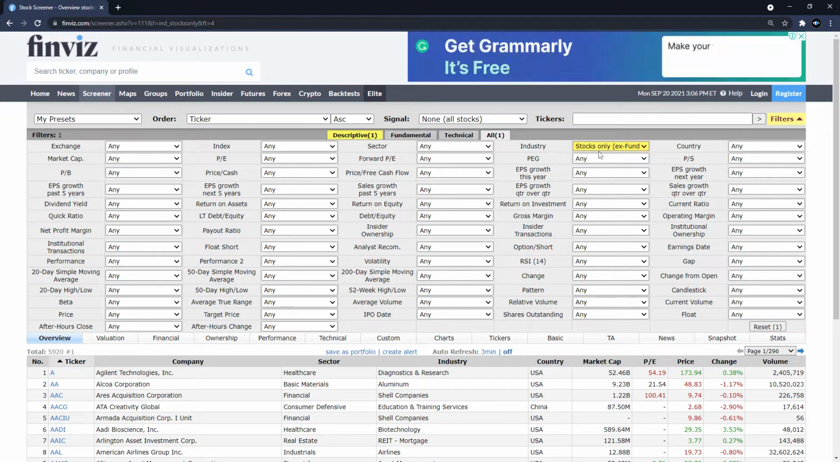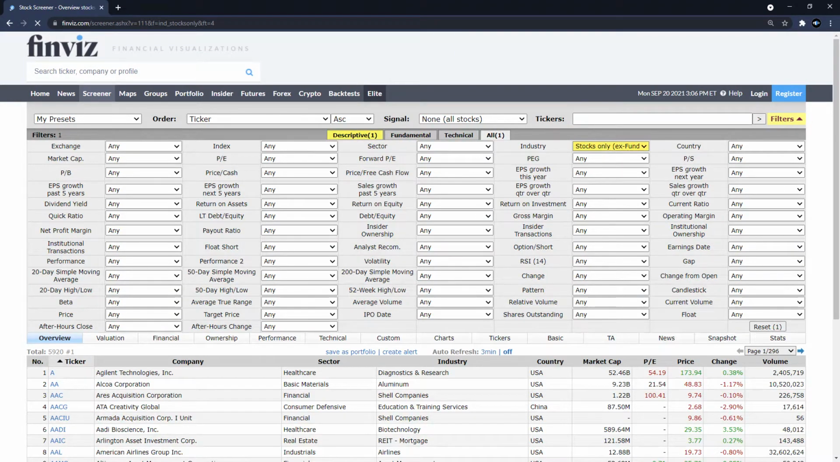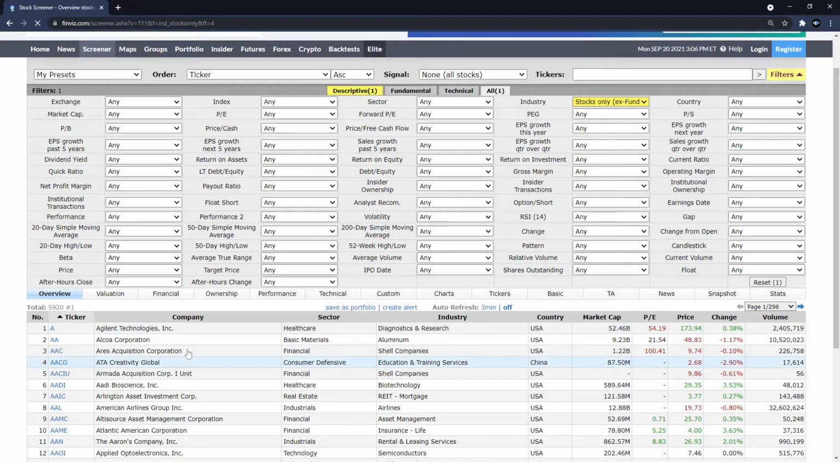The number has been cut down to about 3K. We only have stocks on the chart.